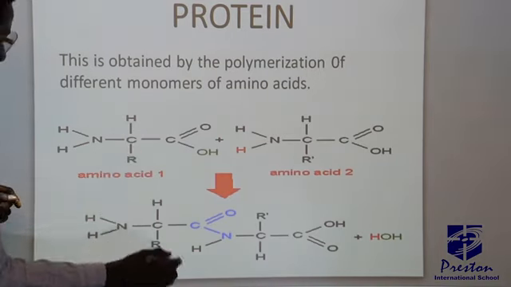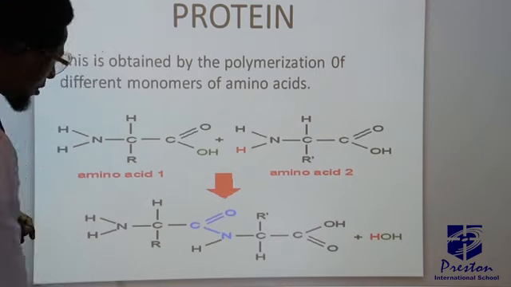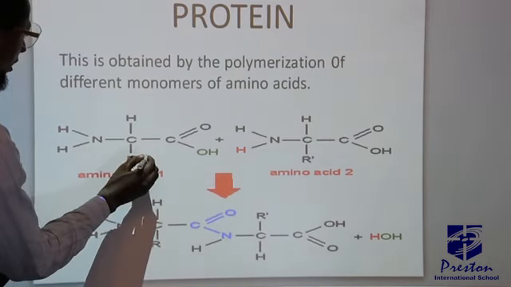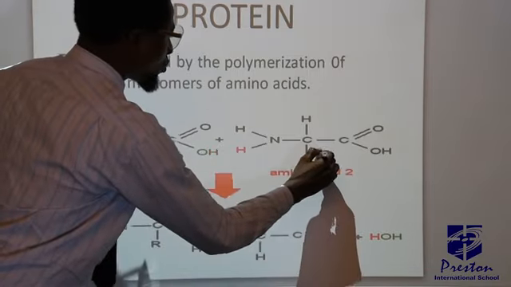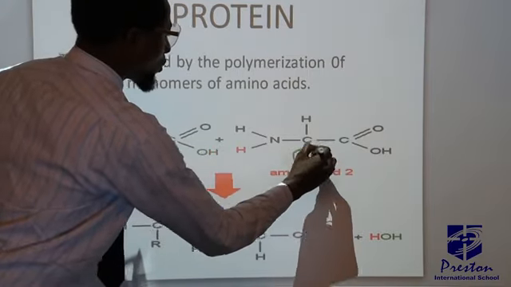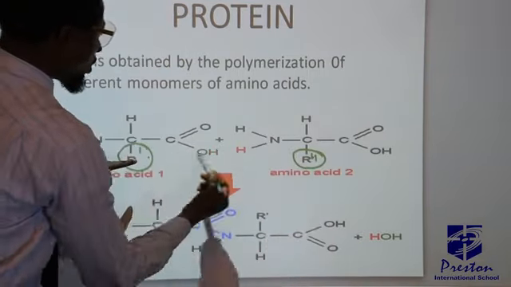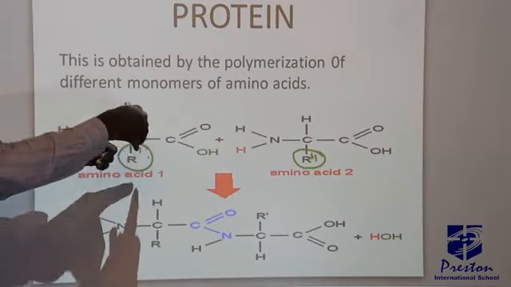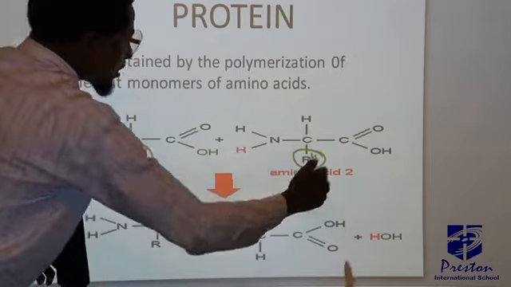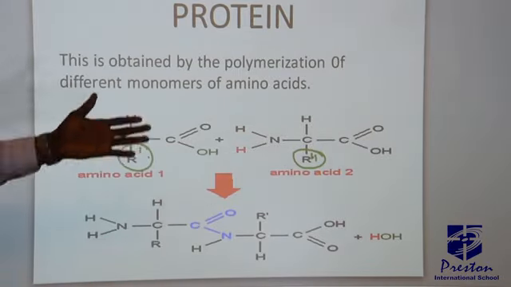What differentiates between the two is the differences between the alkyl group. This one is R1, while this one is R2. So the alkyl group is what differentiates between the two. They all have the same amine group, the same carboxylic group, as well as the same carbon atom.